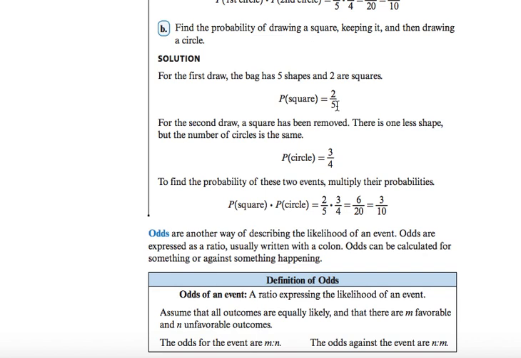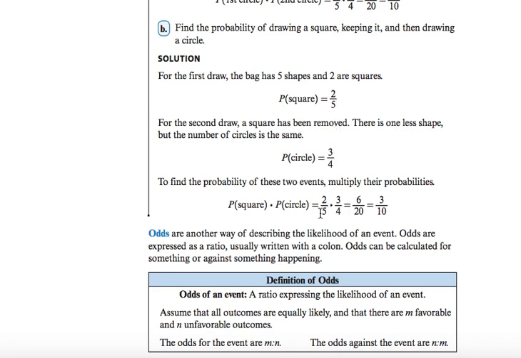The second time that you're pulling something out, you have removed one of those squares. So your total of shapes is not 5 anymore, it's 4. But you still have the same number of circles. In this one, it says for the second draw, a square has been removed. There's 1 less shape, but the number of circles is the same. Circles was 3 out of 5 to start. Now there's only 4 shapes, so it's 3 out of 4. Then you're going to calculate, because it's a dependent event, by multiplying these two things together.